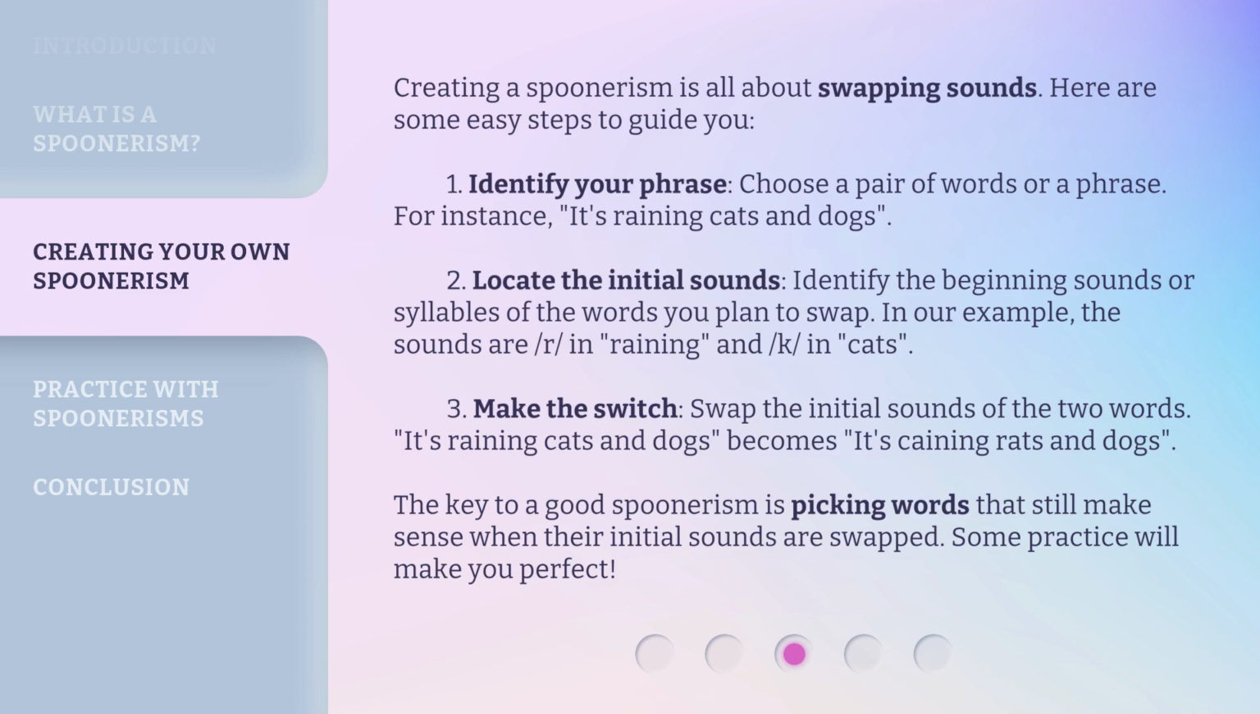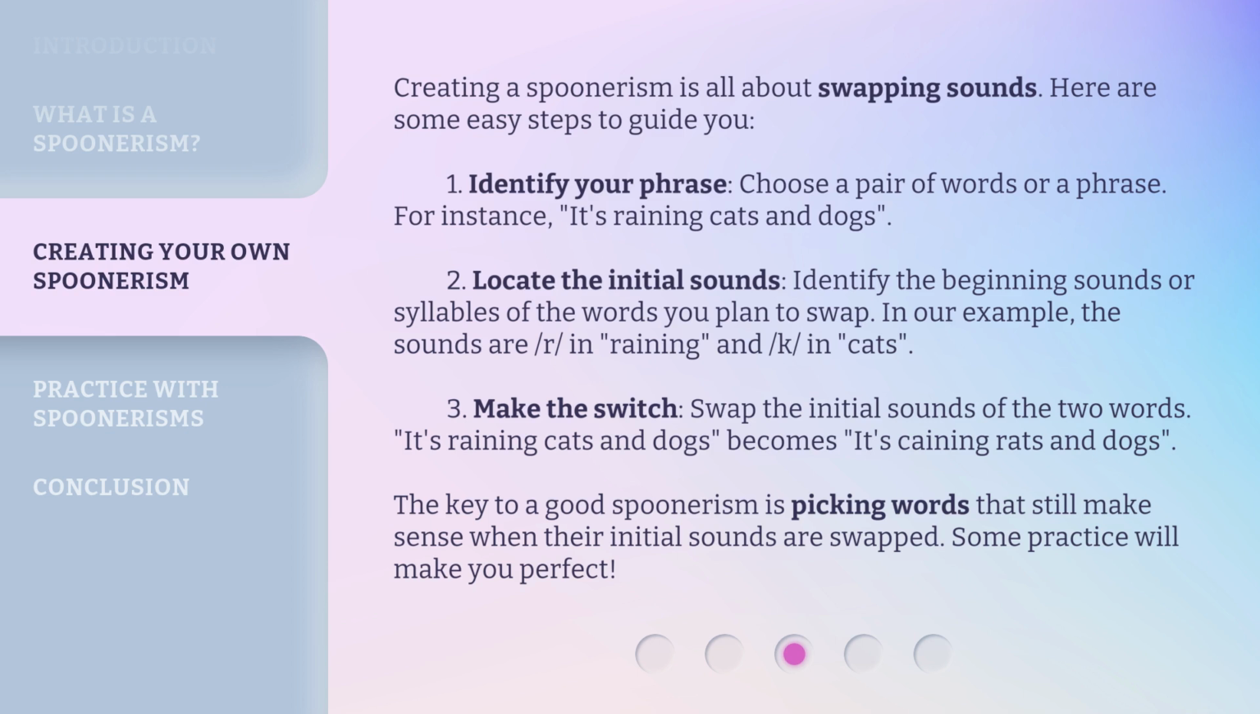2. Locate the initial sounds. Identify the beginning sounds or syllables of the words you plan to swap. In our example, the sounds are R in raining and K in cats.